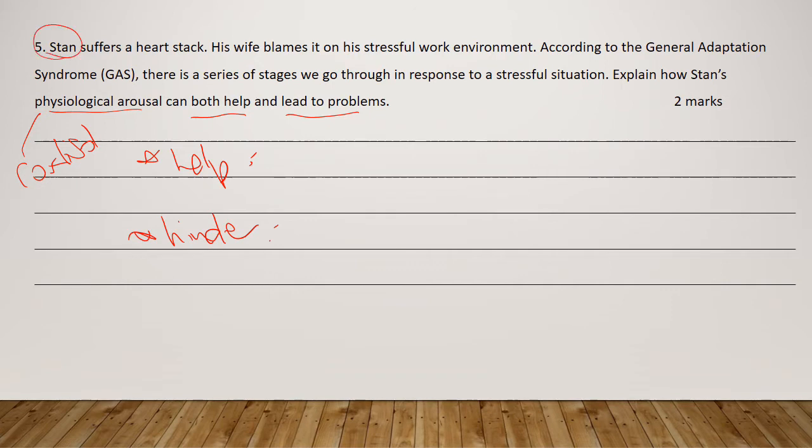So we might say that cortisol increases glucose levels to provide an immediate source of energy, and this will mean that Stan is more able to cope with his stressful work environment, okay? In terms of how it leads to problems or how it hinders, you might say that prolonged release of cortisol weakens the immune system, which means that he is more susceptible to disease like heart attack, okay?